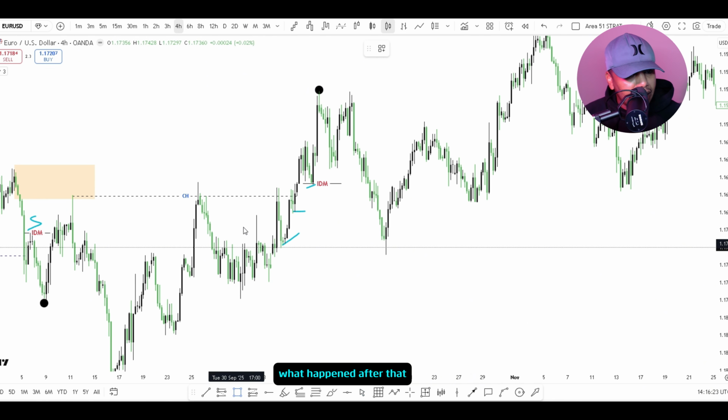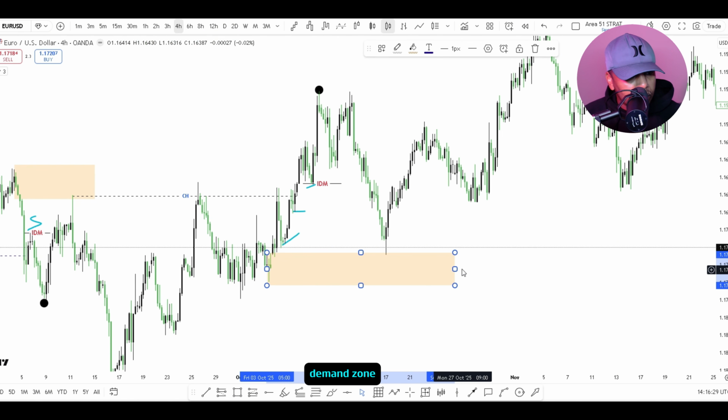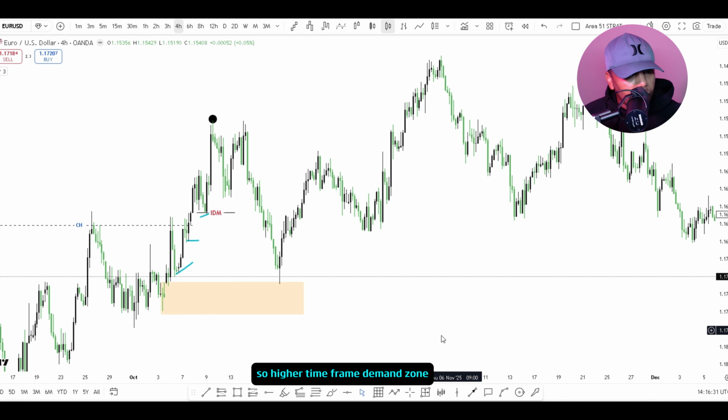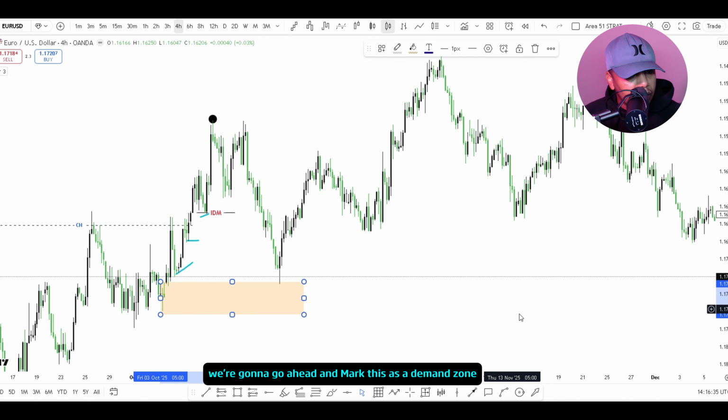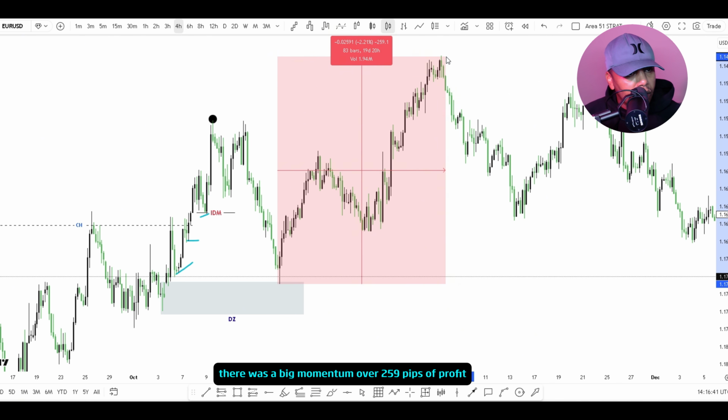What happened after that? Price ended up reversing from this higher time frame demand zone. We're going to go ahead and mark this as a demand zone, and we can see what happened after that. There was a big momentum, over 259 pips of profit.